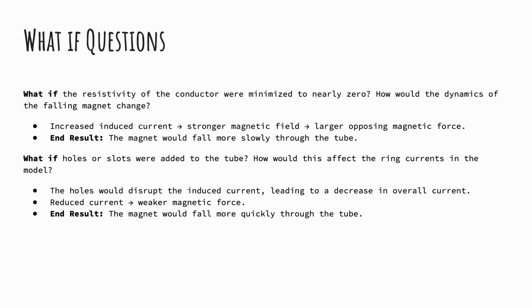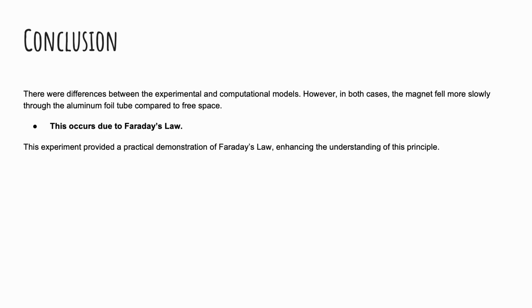Now let's take a look at the what if questions. What if the resistivity of the conductor was minimized to nearly zero? This would result in a larger induced current, creating a stronger magnetic field and greater opposing force. The magnet would fall slower through the tube. And another thing, what if holes or slots were introduced to the tube? This would reduce the induced current, weaken the magnetic force, and cause the magnet to fall faster.